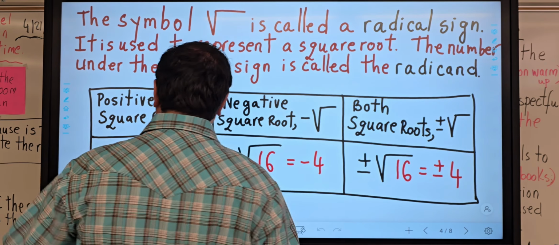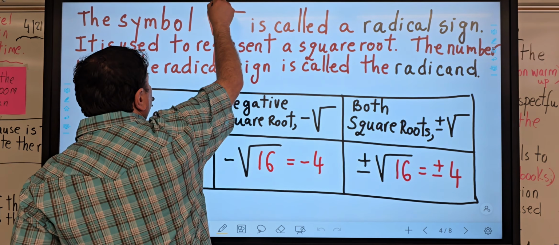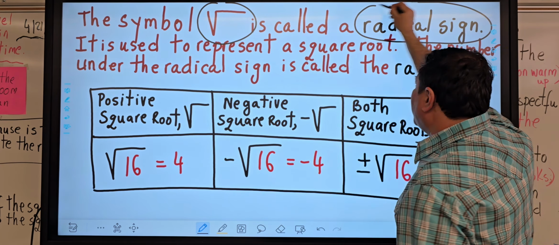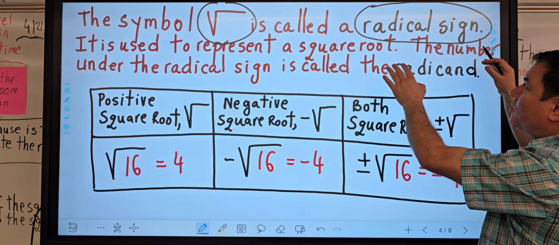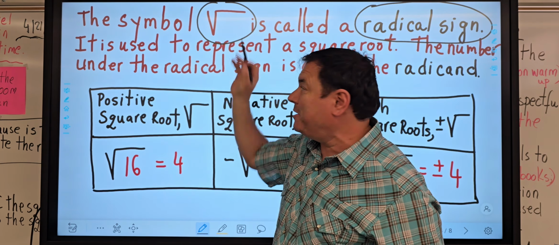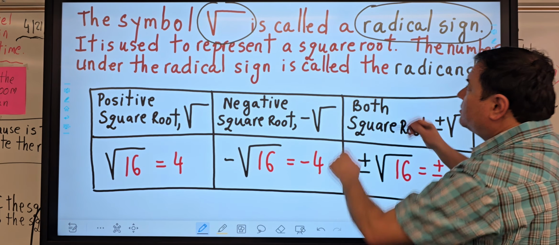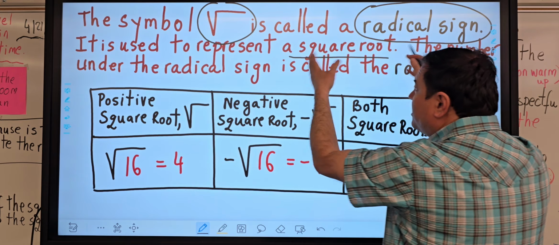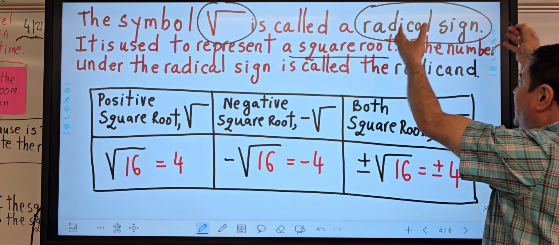We have a couple of examples and some information here I want to share with you. This symbol over here is called a radical sign. We also call it a square root, but the mathematical term is the radical sign. It is used to represent a square root. Remember that. That's what we call it, a square root of a number. Square root or the radical sign.